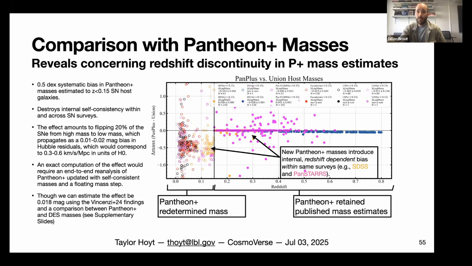And if I can add, I did actually do the comparison of calibrators, and we didn't see a bias. So the Union Pantheon comparison does not have this 0.5 dex bias. In fact, our masses agree exactly for the calibrators. So it is purely the Hubble flow sample. Okay, well, it would be important to show that to back out the impact on H naught.